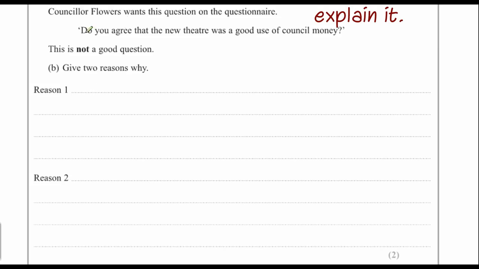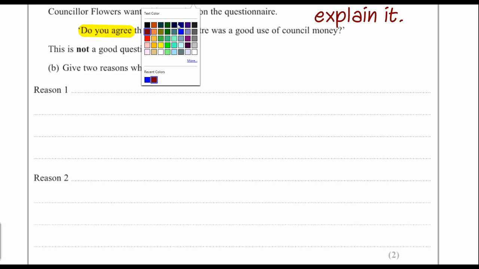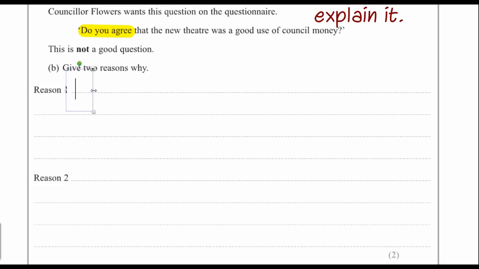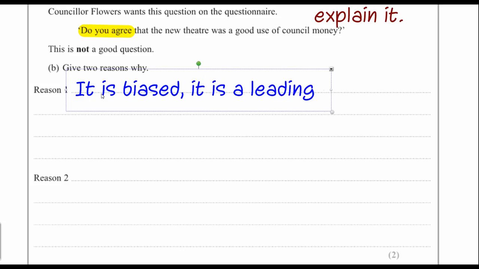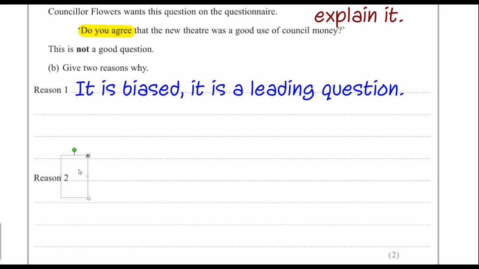Well, the fact that he's saying, do you agree, means that he's trying to tempt them to give a certain answer, to get them to agree, and he's giving his opinion. So it is biased because it's a leading question. It's trying to get the person being asked to give a certain answer. That's a leading question. Second reason is it's too open.